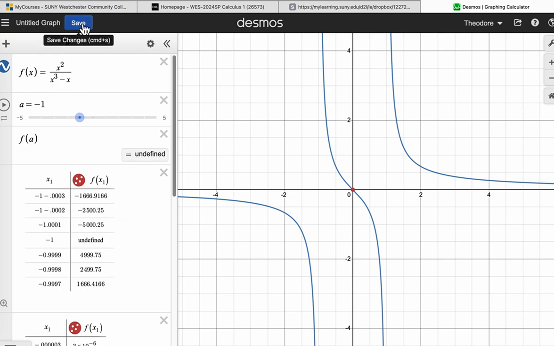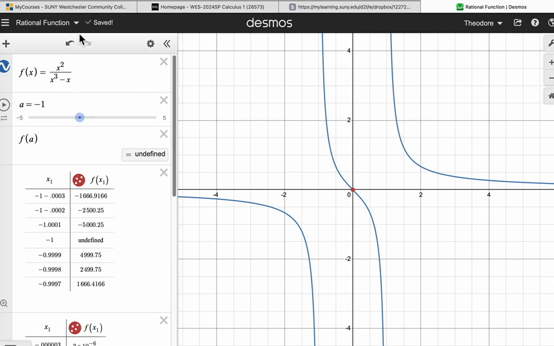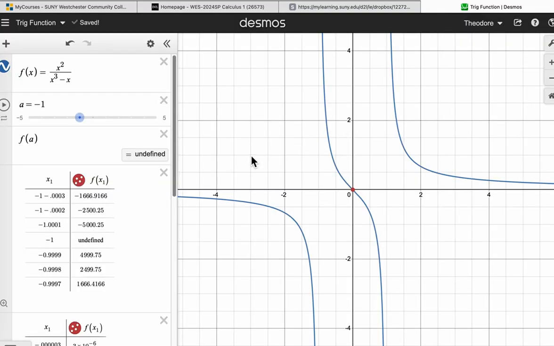would be, so we saved our work, so save it as something memorable, I guess. For this one, I'll just call it rational function. And then that little drop down there allows you to duplicate it. I'm going to call this trig function. So I have a separate file now, and I could just make modifications to it.